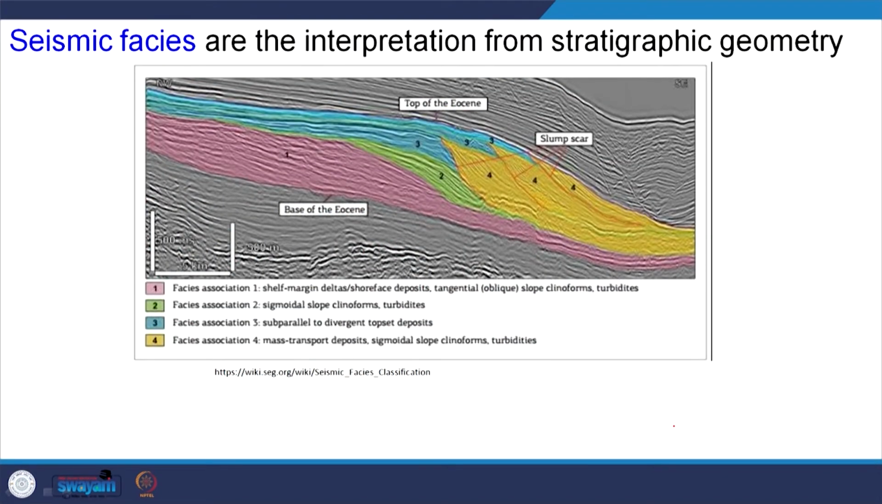Seismic phases are the interpretation from stratigraphic geometry. These are called the seismic phases, and there is stratigraphic arrangement. If you see how the sequence boundary is there, and from there will be onlap, these are the downlaps. So, that means there will be landslide, and there may be tsunami sequence, tsunami deposits. So, there is a depositional sequence. All this information can be retrieved from this type of profile.